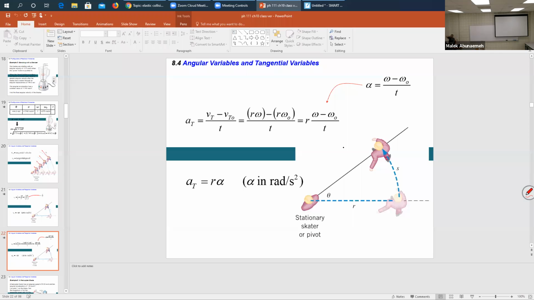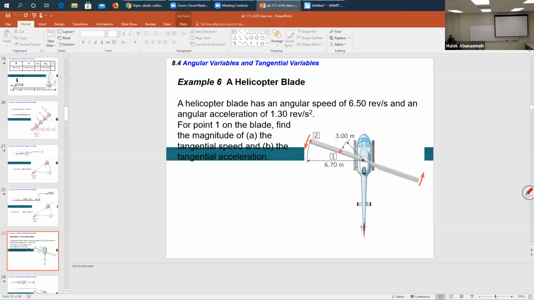Same thing with your tangential acceleration, right? It's your change in velocity over time, which is tangential velocity over time, which means it's R times omega final minus omega initial, divided by time, so it's R alpha. So let's say a helicopter blade has an angular speed of 6.5 revolutions per second and an angular acceleration of 1.3 revolutions per second squared. For point 1 on the blade, find the magnitude of the tangential speed and then find the tangential acceleration.